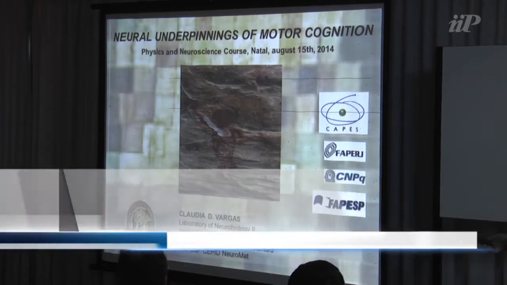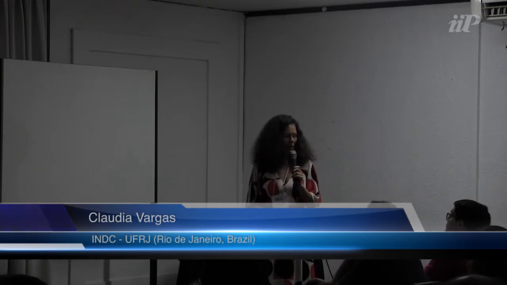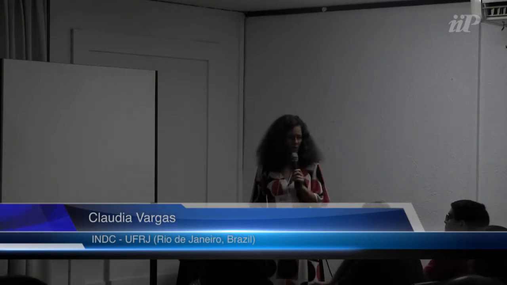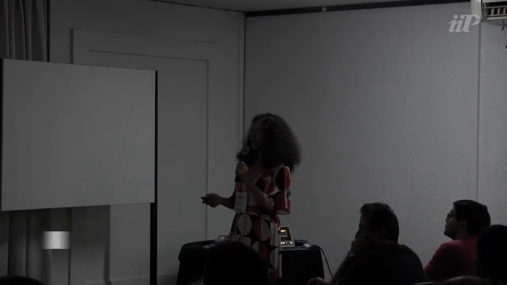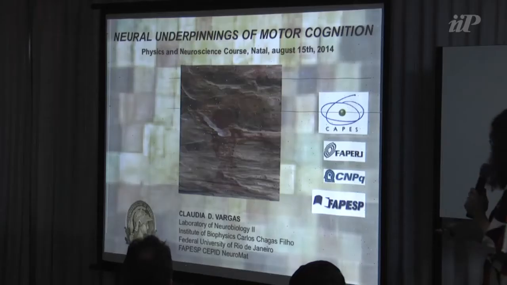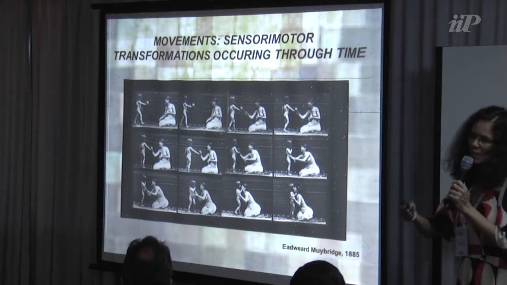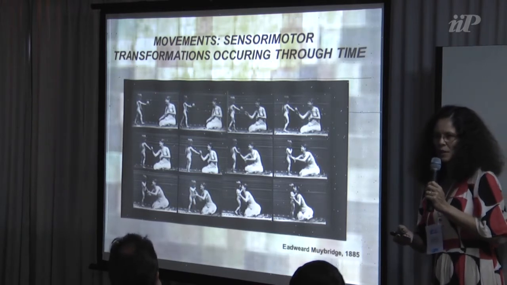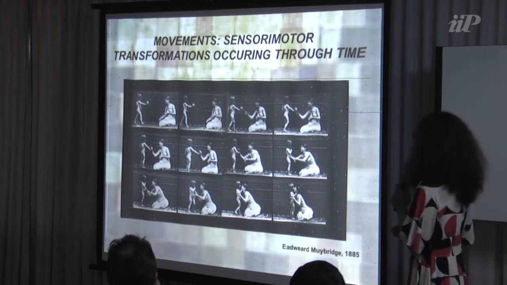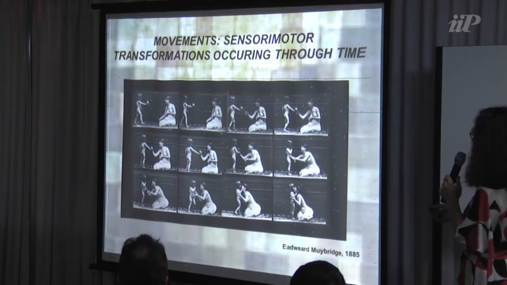I'm very glad to talk to you today a little bit of the work I've been doing in the Federal University of Rio de Janeiro, and more recently in collaboration with the team of CEPID Neuromatch at USP. And today I chose to talk a little bit about motor cognition. Neuron Underpinnings of Motor Cognition is the title of this presentation. In fact, it's a mixture of some basic concepts, but most of the work I've been doing in the lab in the last years.